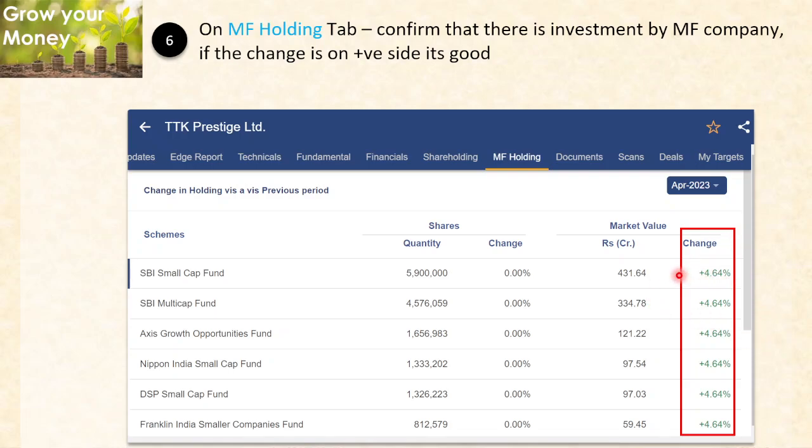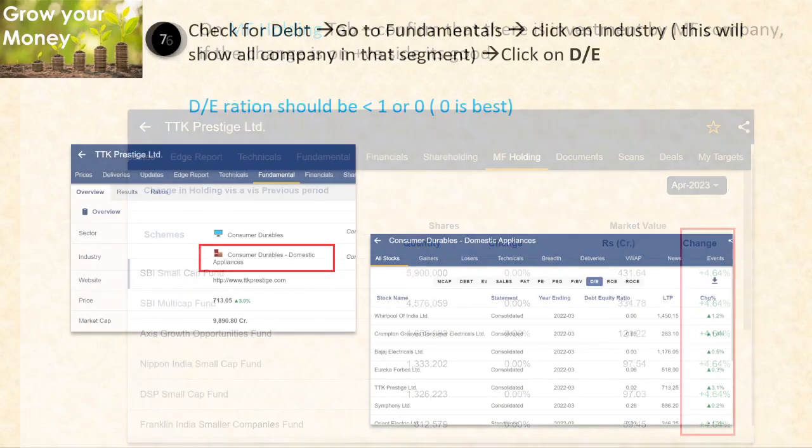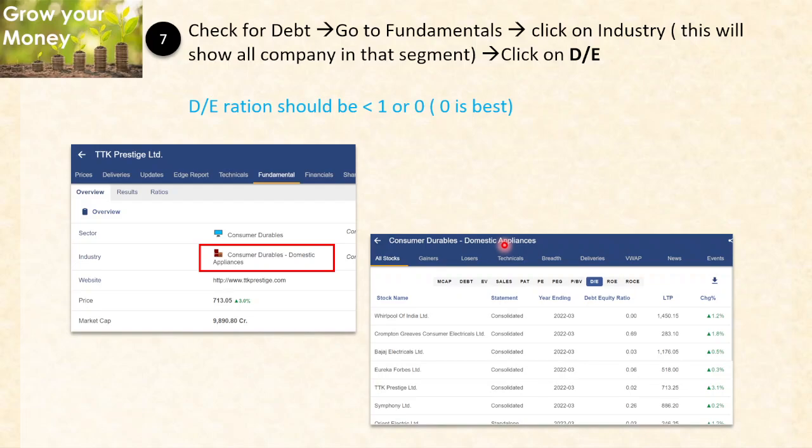Sometimes you may see that there is a change in this and it may show you negative, but still it is okay. The main point here is that the mutual fund schemes should have invested in this company. Okay, and then we also need to look at whether the company has any debt or not.